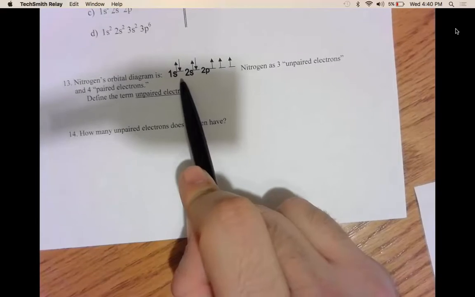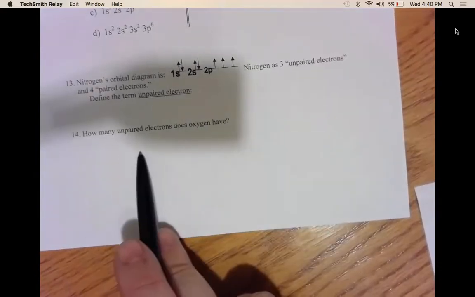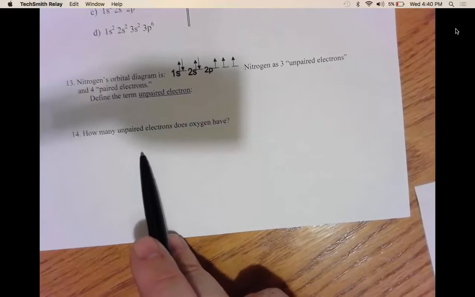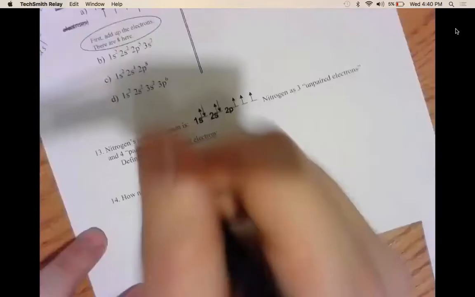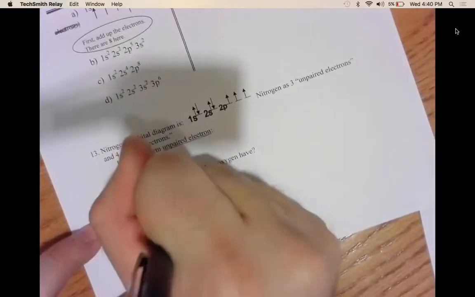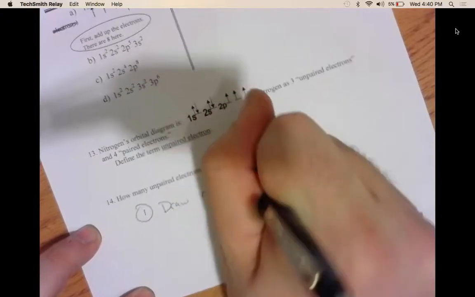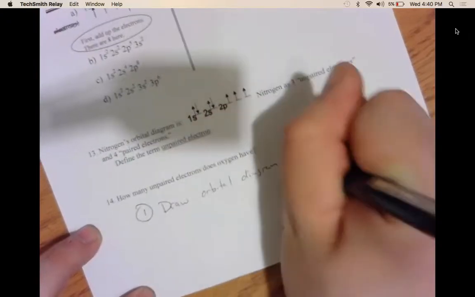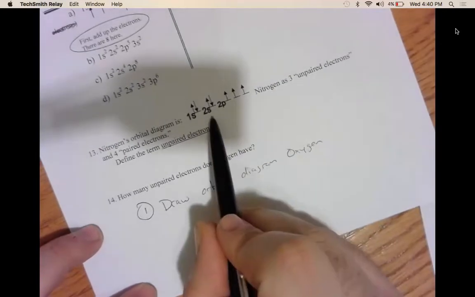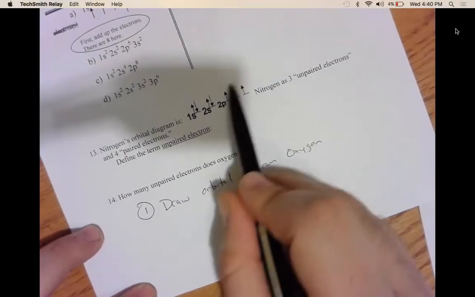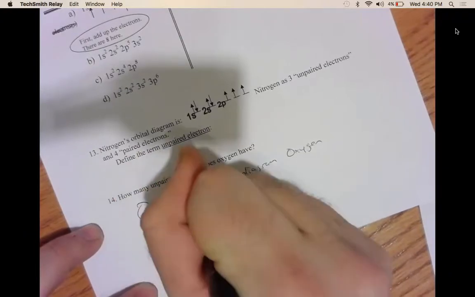So guys, when you do question 14, you need to figure out the number of unpaired electrons in oxygen. To solve number 14, what I want you guys to do is draw an orbital diagram for oxygen. Then you can look just like nitrogen and see which electrons are unpaired. And ask yourself, how many electrons are alone?